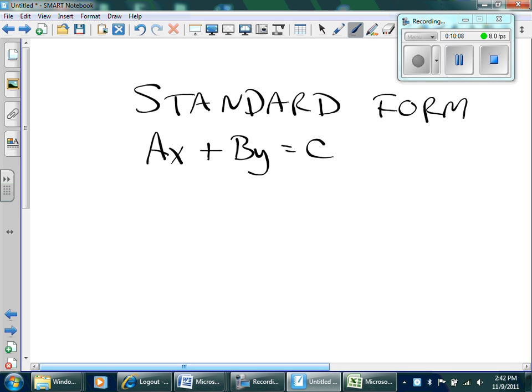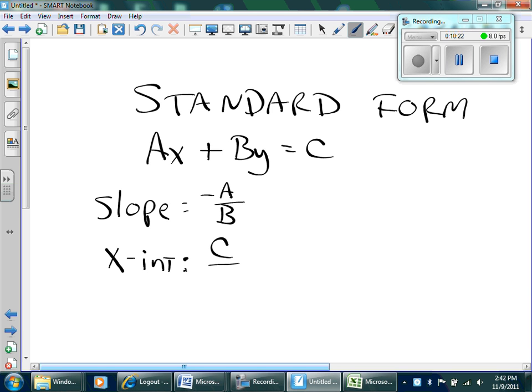When you are, you know automatically that the slope can be found by dividing negative A by B. You know that the x-intercept can be found by doing C divided by A. The y-intercept can be found by dividing C by B. Why would you do this? Because in some situations it makes it more simple.